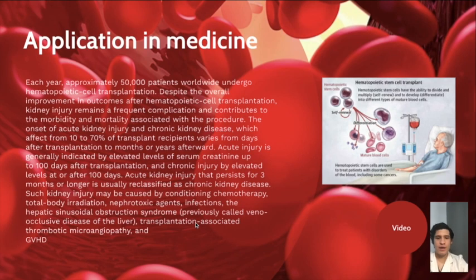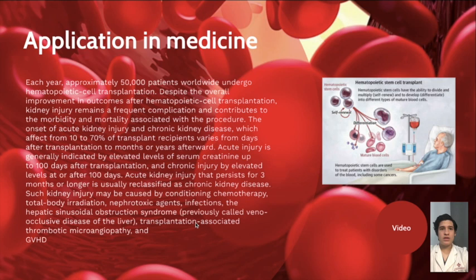Application in medicine. Each year, approximately 50,000 patients worldwide undergo hematopoietic cell transplantation. Despite the overall improvement in outcomes after hematopoietic cell transplantation, kidney injury remains a frequent complication and contributes to the morbidity and mortality associated with the procedure. The onset of acute kidney injury and chronic kidney disease, which affect from 10 to 70% of transplant recipients, varies from days after transplantation to months or years afterward.